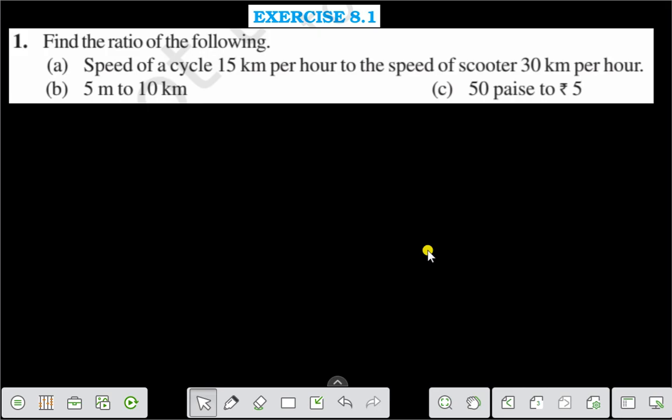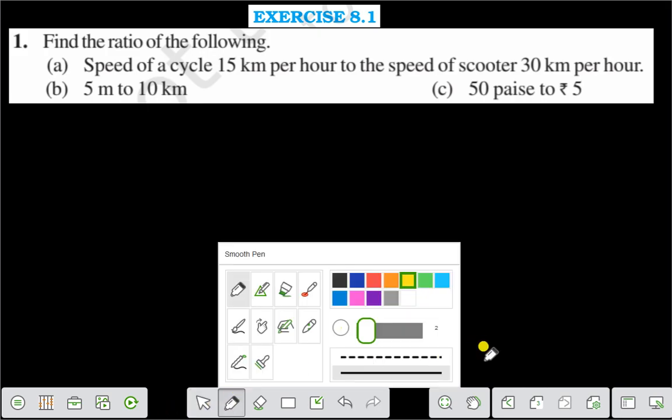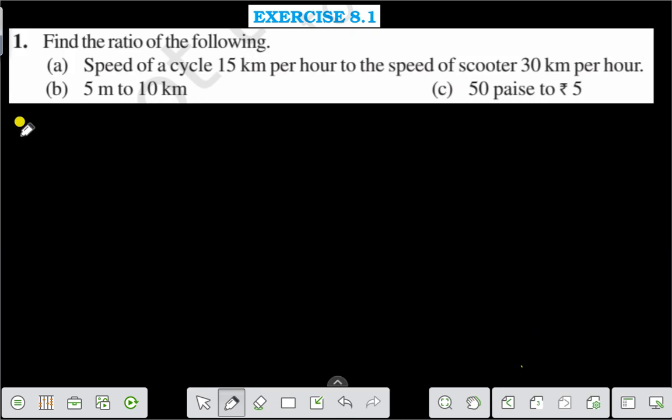Hello everyone. Today I'll discuss exercise 8.1, question number 1. Question number 1 is: find the ratio of the following. Part A is given as the speed of a cycle, 15 km per hour, to the speed of a scooter, 30 km per hour.